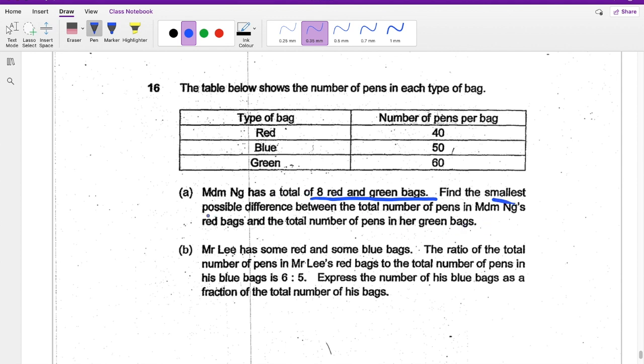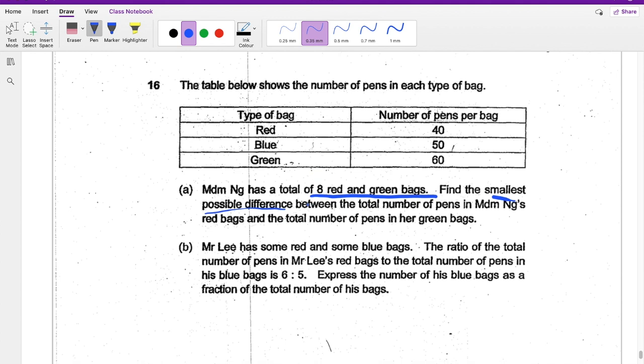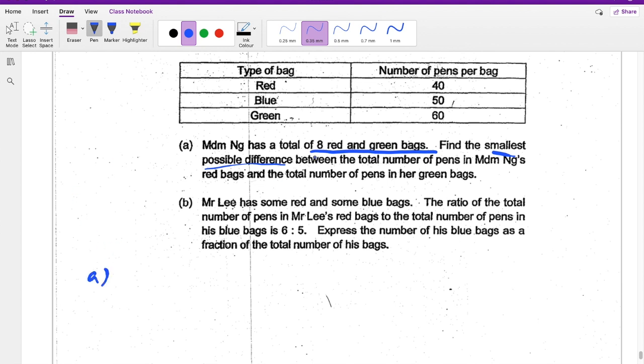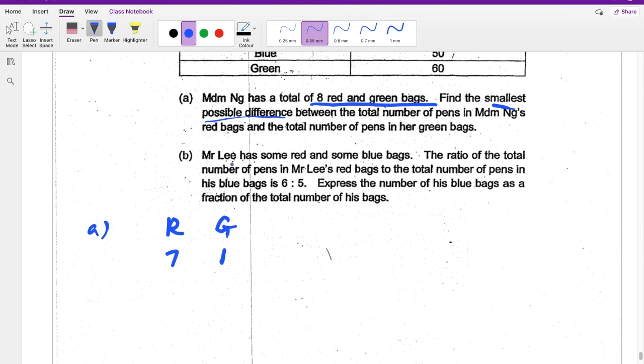Smallest possible. So we see, what is the possible difference between the number of pens in the red bag and the green bag? Well, firstly, if there are 8 bags in total, the first scenario is 7 red and 1 green. Then 6 and 2, 5 and 3, 4 and 4.